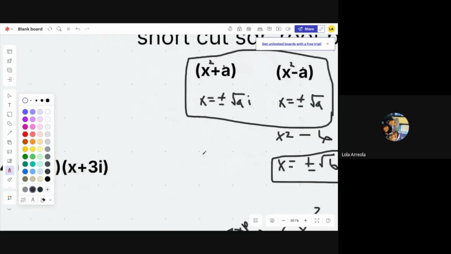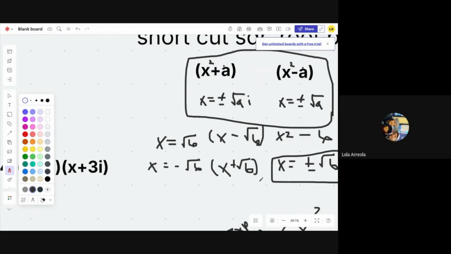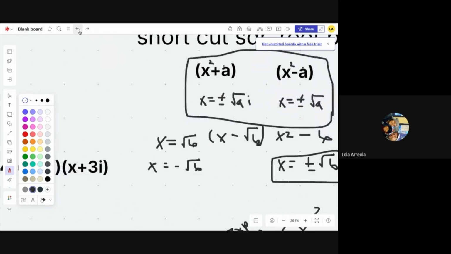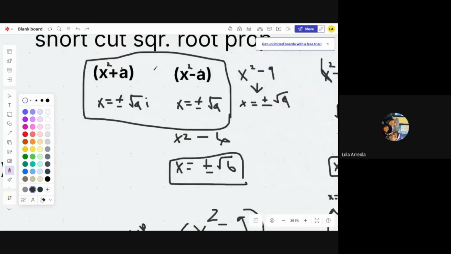So what are my zeros? Well, my zeros are x equals positive square root 6 and x equals negative square root 6. How would I write these as factors? This would be x minus square root 6, and this would be x minus a negative square root 6, which would be x plus square root 6. Okay, so keep in mind that this formula works for all numbers. That's why I just wrote a. Even if they are not perfect squares, we just happen to have funky square roots. Okay, so the same idea applies.